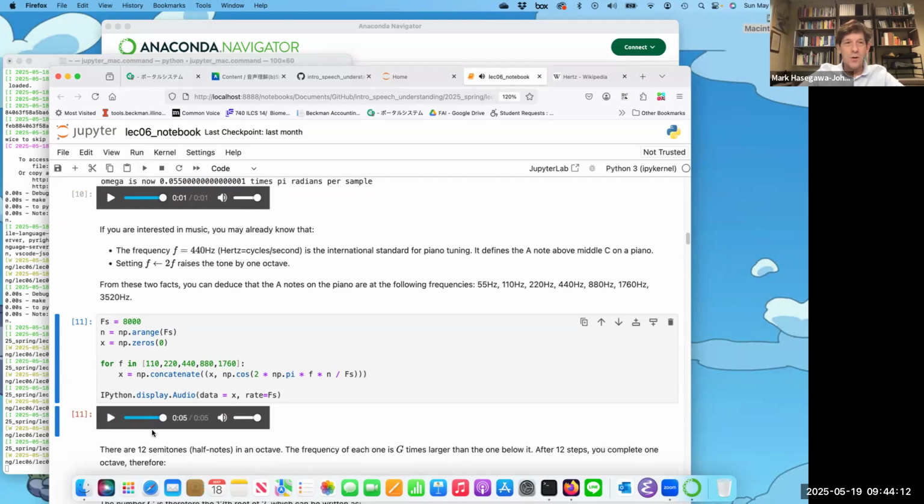You can hear that I've created a 1-second audio for each of those. So I have cosine of 2 times pi times f times n over fs, where n is 8,000 samples long, so it's exactly 1 second long. And I've used numpy.concatenate in order to concatenate all of those into a single audio waveform. I take whatever x existed before, and I just concatenate an additional tone to it. Notice x starts out with a 0 length vector, and then I concatenate additional pure tones to it. And I get all 5 of those notes in order.